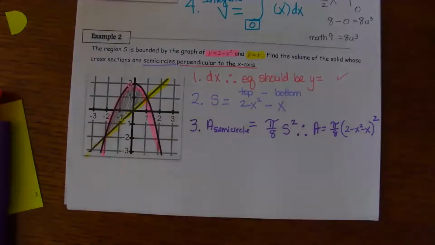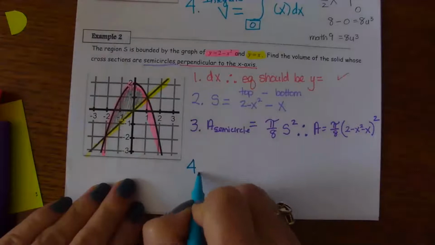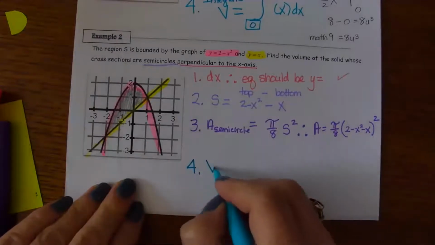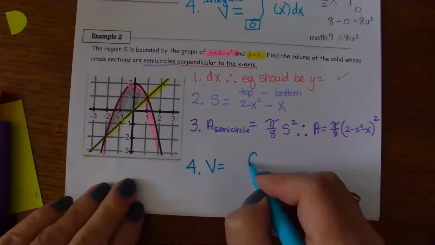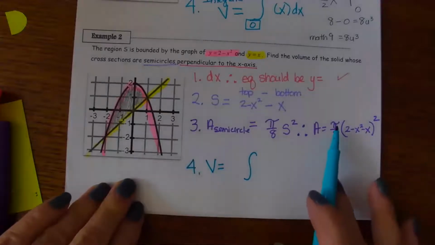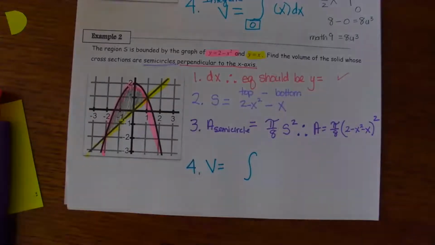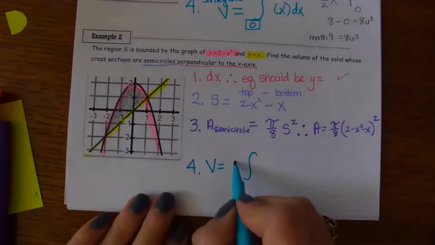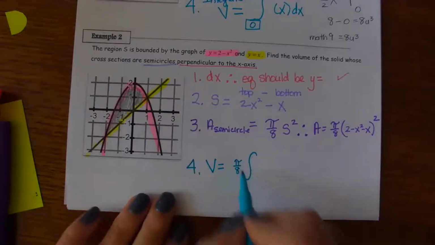Now, how do I turn area into volume? What action are you going to take? Integrate. There we go. So I am going to say volume equals, I'm going to put my symbol here. Now, pi over 8, is that a variable or is that a constant? It's a constant, it's a number. So am I allowed to factor it out here?